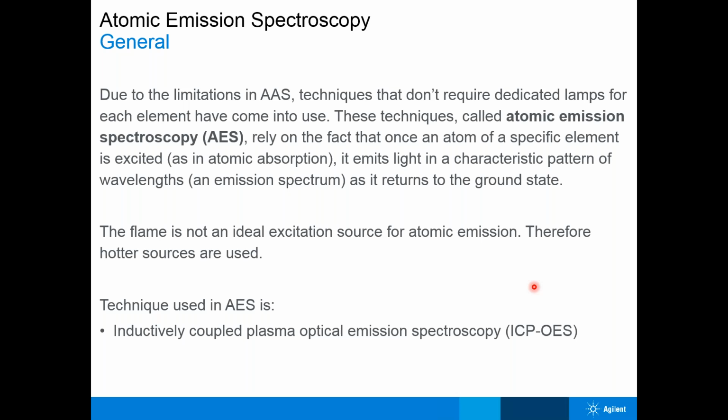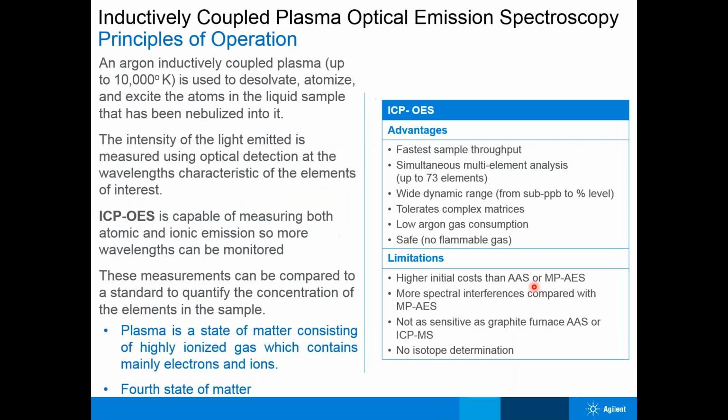And the technique used in AES is called ICP OES, inductively coupled plasma optical emission spectroscopy. So basically, what is plasma? First, we have to understand, here we are talking about the plasma. Plasma is nothing but the fourth state of matter: solid, liquid, gas, and the fourth state is called plasma. Plasma is the fourth state of matter consisting of highly ionized gas, which contains mainly electrons and ions.